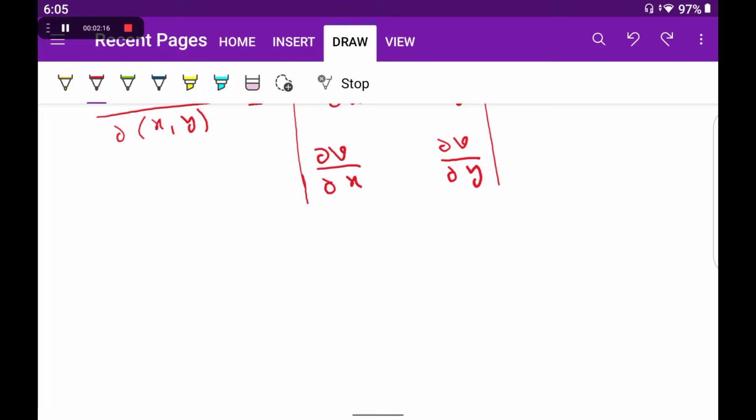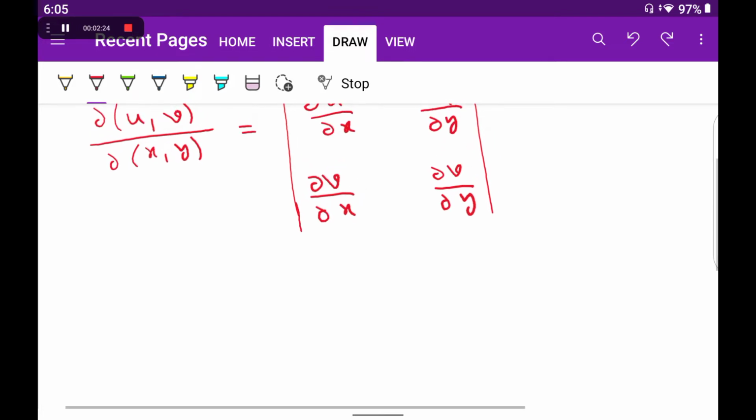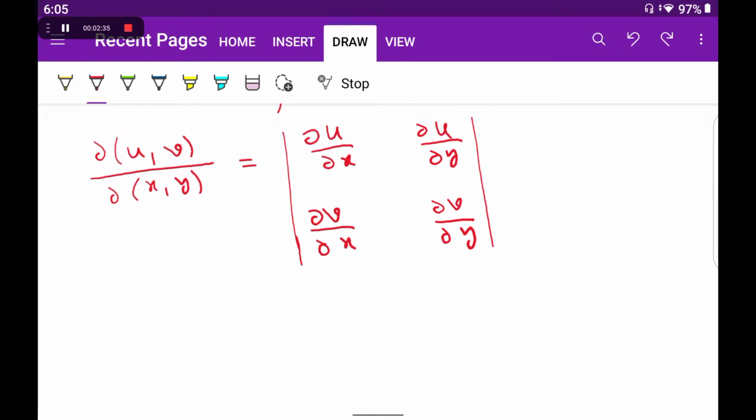So straight away I can go to problems. Before that, let us see some important basics or properties of Jacobians. So here we denote this as J. Usually, because it is a Jacobian, we denote it by J.